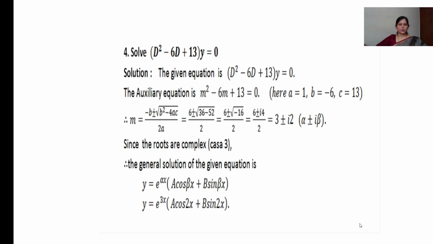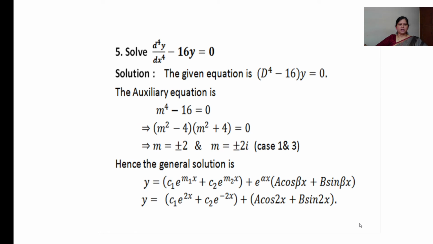So we got the complex root, with alpha equal to 3 and beta equal to 2. Then we are going to use case 3 for the complementary function. So using the third case, the general solution of the given equation is y = e^(αx)(A cos βx + B sin βx). So here alpha is 3, beta is 2. Substituting in the general equation, the solution becomes y = e^(3x)(A cos 2x + B sin 2x). So this is the required solution for the given differential equation.